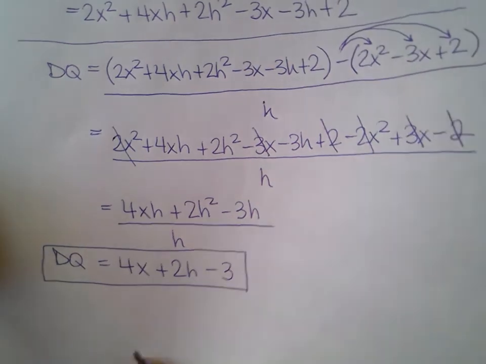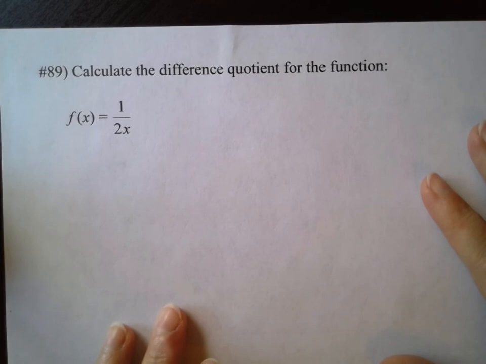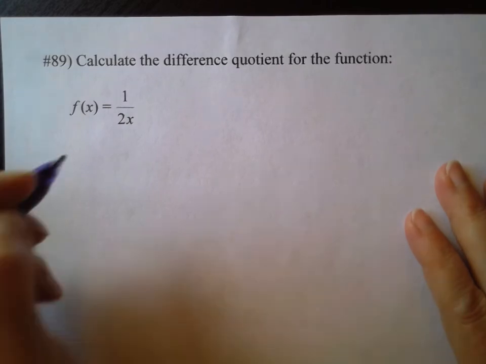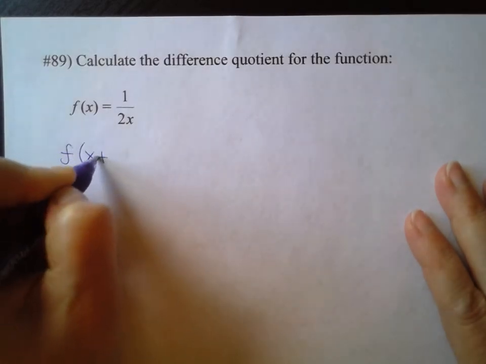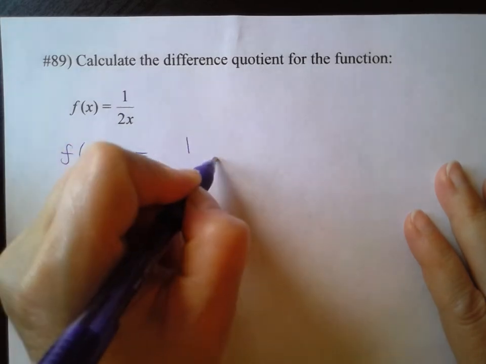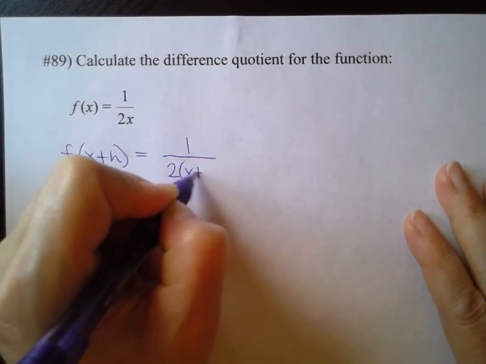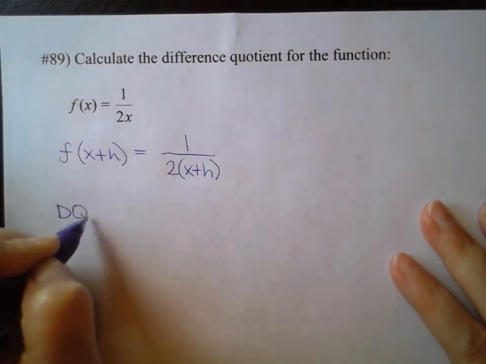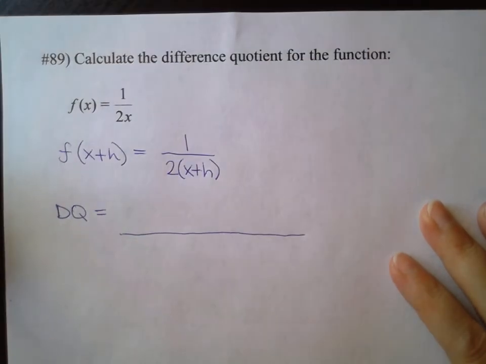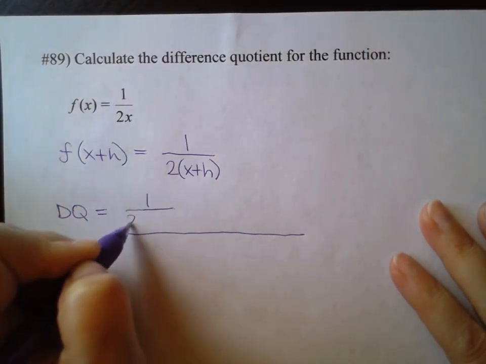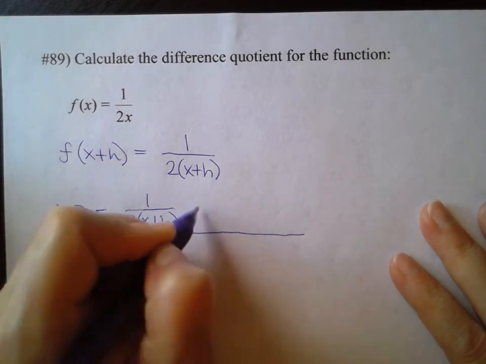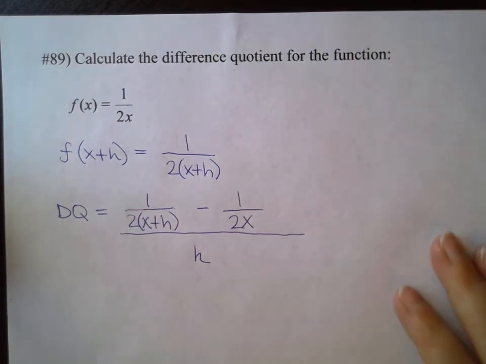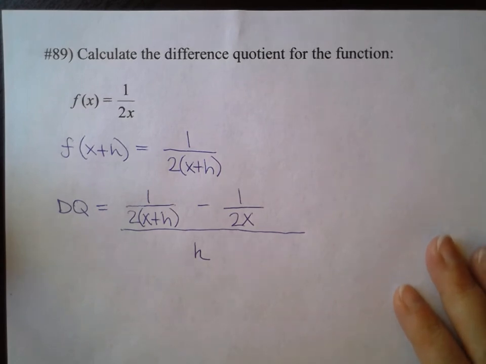Okay, how about one more? This one is also from your book, and we can break the process up into those same 2 steps. The first step being f of x plus h. So right where there's an x, I'm going to put in an x plus h. And then I'm going to use that to make the difference quotient. And I'm going to subtract: f of x plus h minus f of x all over h. This time this gives us a fraction within a fraction.